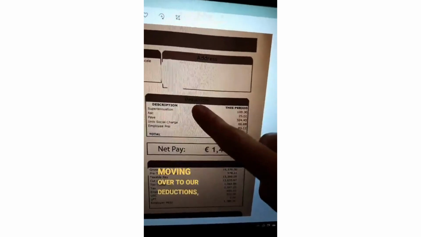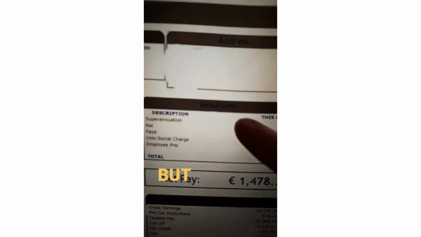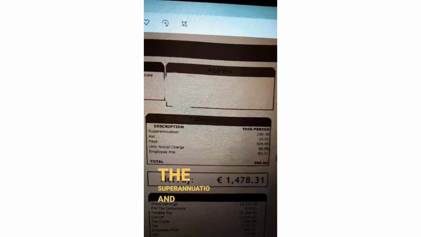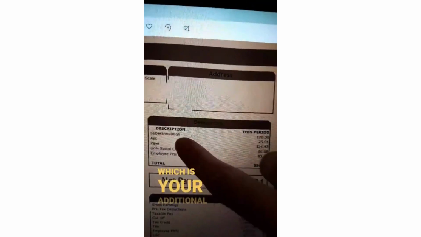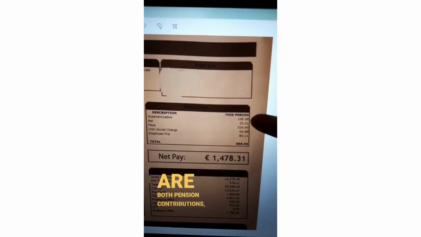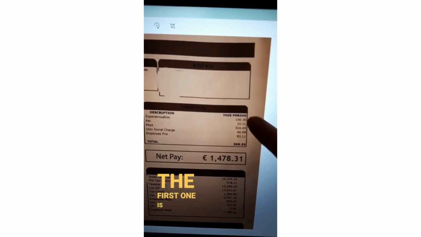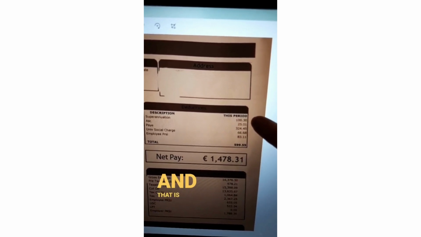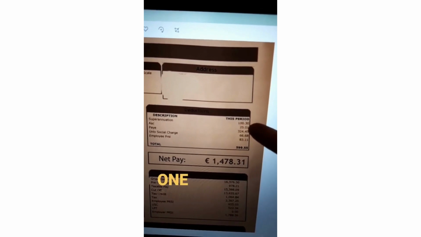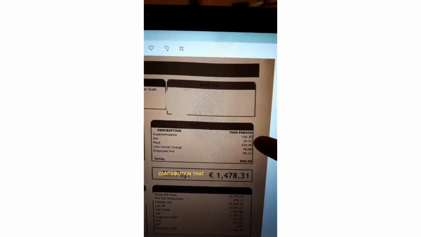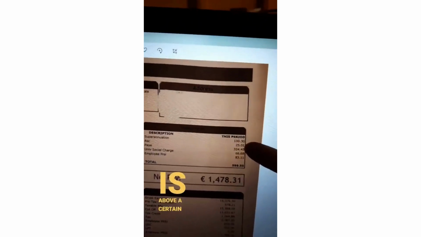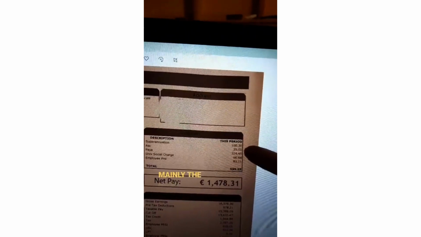Moving over to our deductions, sorry that's very dark there, but the first two line items are the superannuation and ASC, which is your additional superannuation contribution. These are both pension contributions. So the first one is superannuation, and that is for a lot of public servants and local authorities. And then the second one is an additional contribution that you have to do if your income is above a certain level, mainly the higher earners.